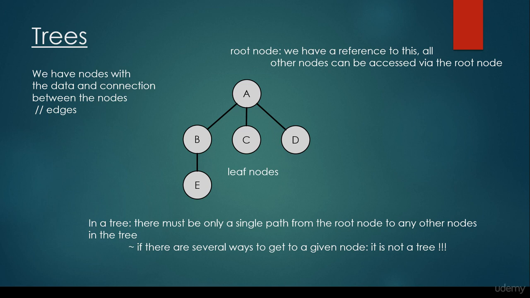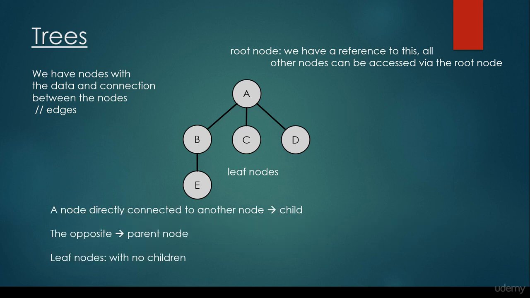In the tree, there must be only a single path from the root node to any other node in the tree. If there are several ways to get to a given node, then it's not going to be a tree. For example, this situation is not going to be a tree because we can get from A to D directly, or we can go from A to C and then from C to D. So there are two ways to the same node, so it's not going to be a tree.